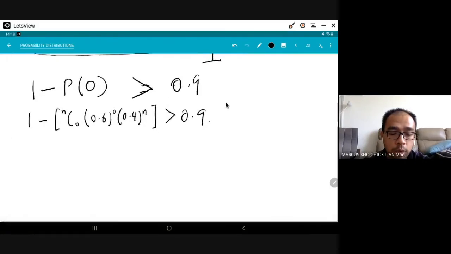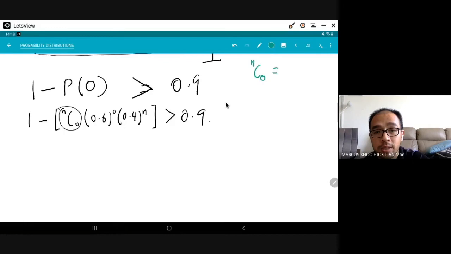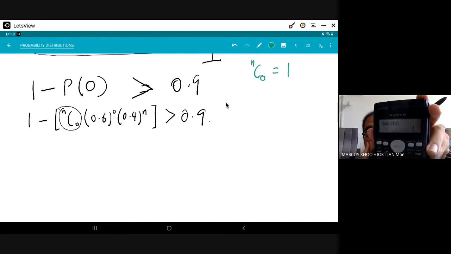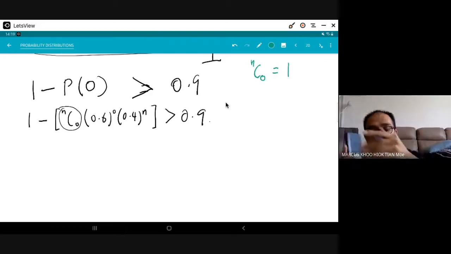Now, when we come to here, usually a lot of students will give up. Because how do I find the value of NC0? I don't have N. Okay, so fact of the day. Anything C0 is always equal to 1. You don't believe? Take out your calculator and press. 100C0, 200C0, 3,457C0. Everything C0 is always equal to 1. Okay, fact number 1. Fact number 2.